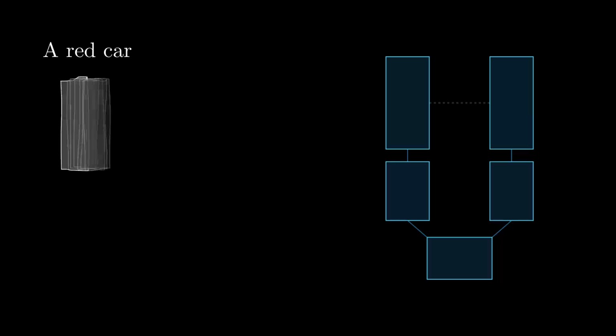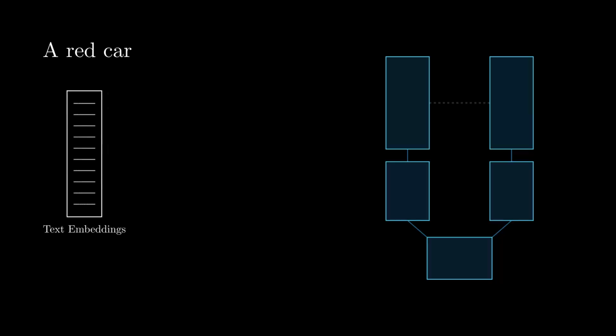To understand how we control this process, we need to look at the inputs. We know this UNet structure is responsible for predicting and removing noise. But how does it know what image to reveal? How does it know a red car from a blue cat? It starts with your prompt. However, a neural network is a mathematical engine. It doesn't understand English grammar or vocabulary directly. So the first step is to translate your text into a language the model speaks. This list of numbers is called a text embedding. It captures the semantic meaning of your request, the redness and the carness, in a dense numerical vector.